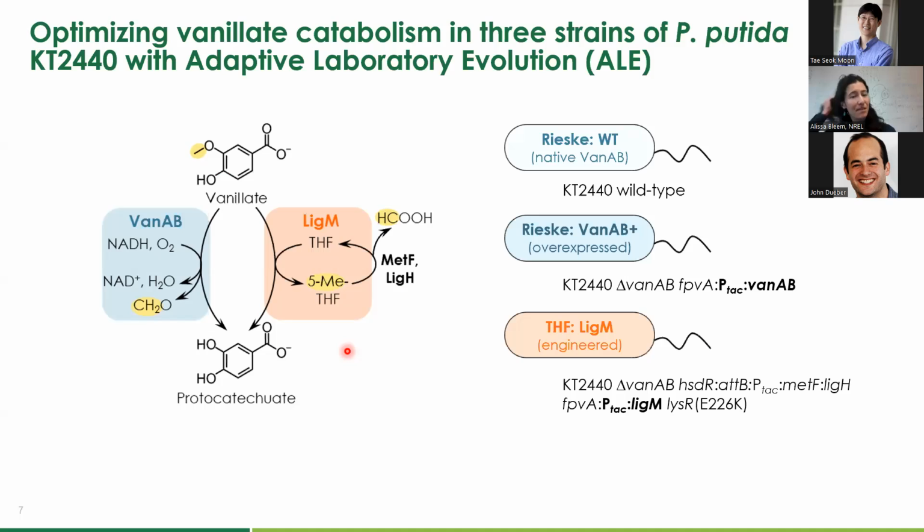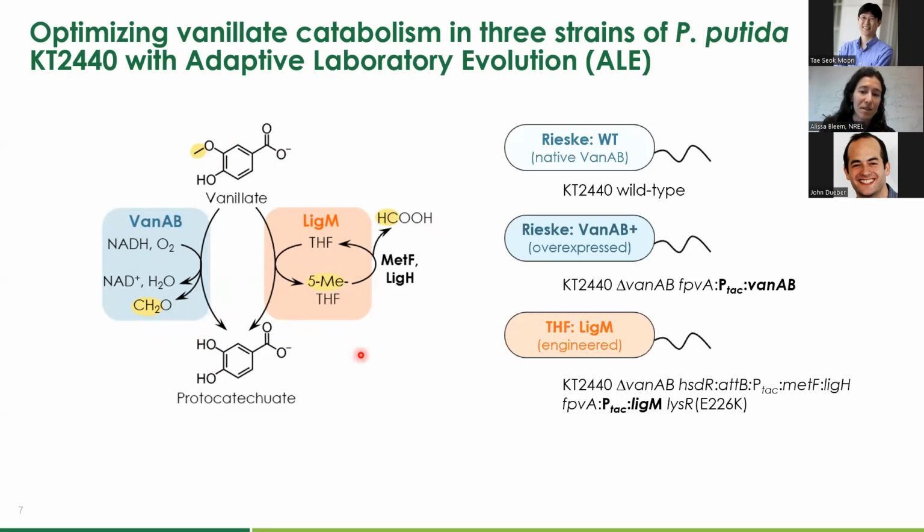So to optimize vanillate catabolism in putida, we wanted to look at these two enzymatic mechanisms that I talked about. VAN-AB is the native mechanism, which the strain has evolved and presumably is pretty well regulated within the strain, but it does produce formaldehyde as a byproduct, which is toxic to cells. So we thought it would be nice not only to look at evolving strains that carry VAN-AB, but also those that are engineered to use Lig-M instead, because this system utilizes tetrahydrofolate and doesn't make any formaldehyde as a byproduct.